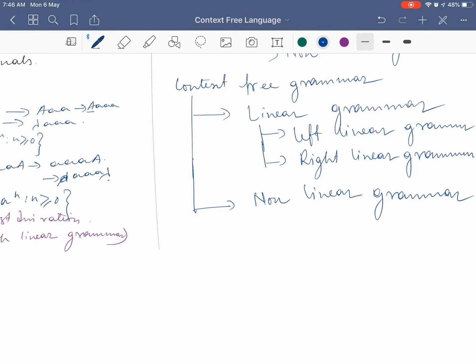or non-linear. If it is non-linear, then it will create ambiguity, that we will show you later on. Now we have to remove the ambiguity in such cases. So removal of ambiguity is very much important. So non-linear grammars are ambiguous.